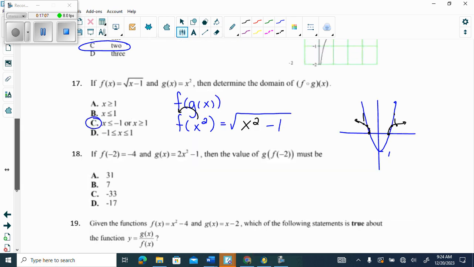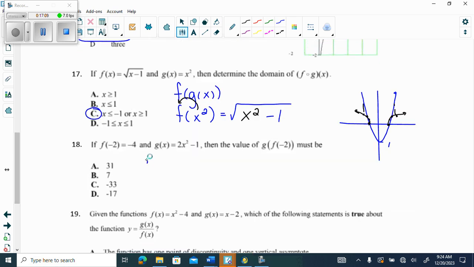Okay, this one, we have g of f of negative 2. So we have to go g of f of negative 2. I have a question. On the last one, isn't the restriction from the graph f of x have to stay around? No. No? That happens when you input.